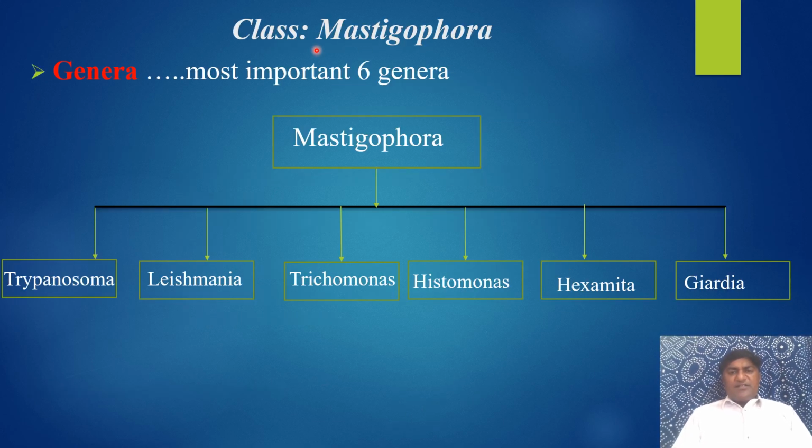The class Mastigophora has six most important genera. First is Trypanosoma, and second is Leishmania, then Trichomonas, Histomonas, Hexamita, and Giardia.